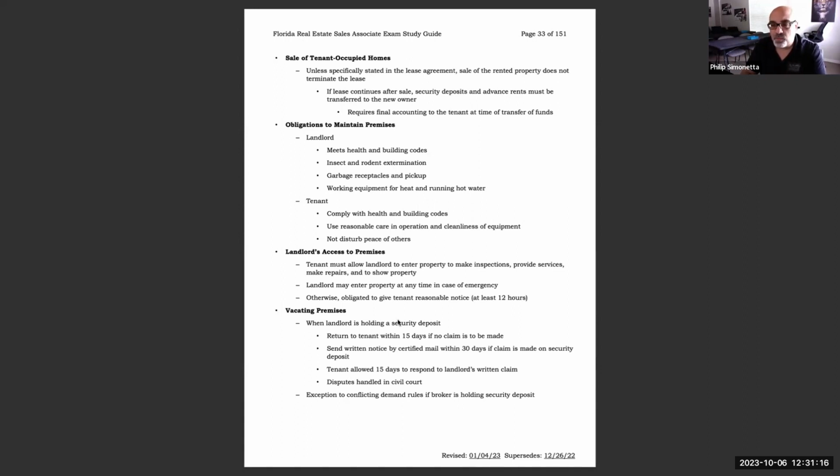Vacating the premises. When a landlord is holding a security deposit, they must return it to the tenant within 15 days if no claim is to be made. They have to send written notice by certified mail within 30 days if a claim is made on the security deposit. At that point, the tenant has 15 days to respond to the landlord's written claim. If they dispute it and have an issue that they don't agree with, they have to handle it in civil court. They have to file a case. There's no conflicting demand rules, nothing like that, like on a sale. Okay.